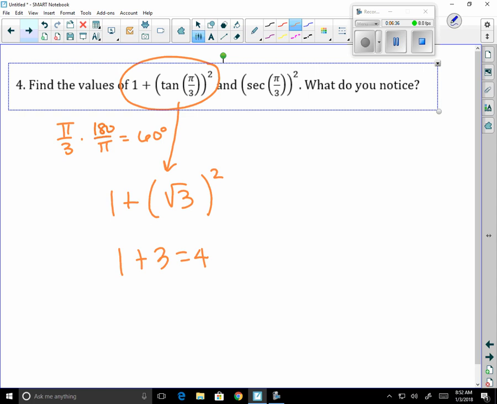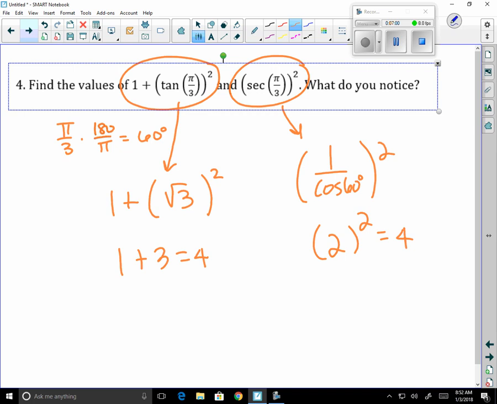If I evaluate secant squared, well, secant is really just 1 over cosine. So this is really 1 over the cosine of 60, squared. Cosine of 60 is 1/2. So the reciprocal of that is just 2, squared, which is also equal to 4. So what do you notice? They're equivalent to each other, meaning that's probably something special. And it is. It's something that we call an identity. Because they're going to be the same for all values, not just this pi over 3 value, we can use that in a future lesson, just not today.